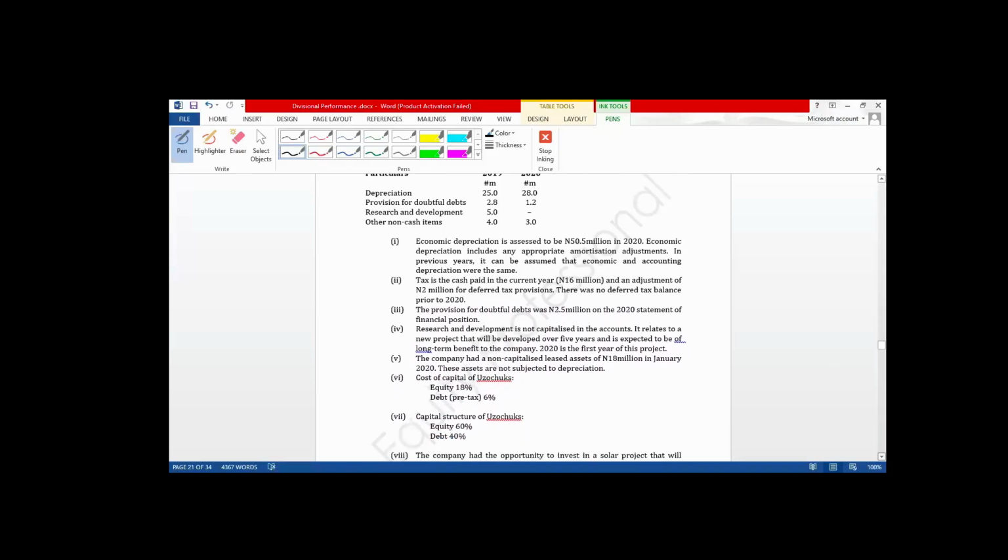Note number 2. Tax is the cash paid in the current year, 16 million, and an adjustment of 2 million naira for deferred tax provisions. There was no deferred tax prior to 2020.